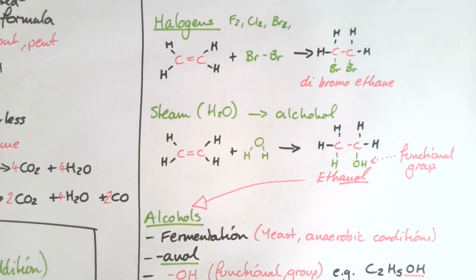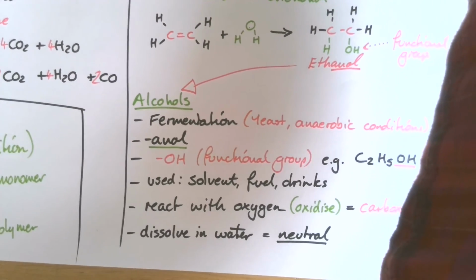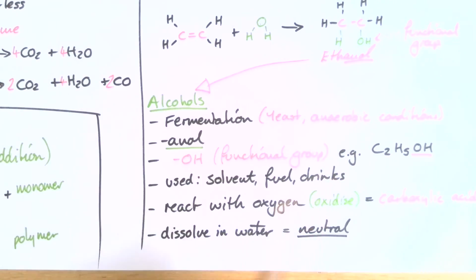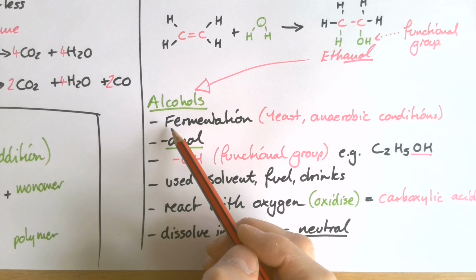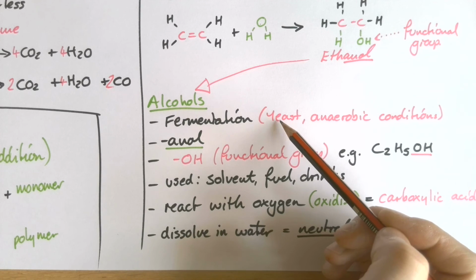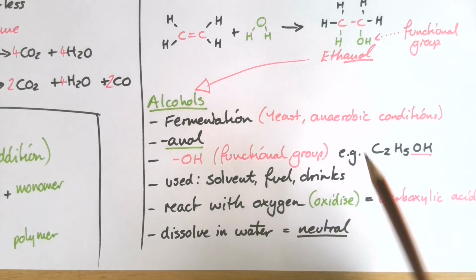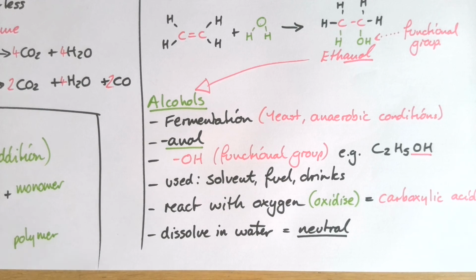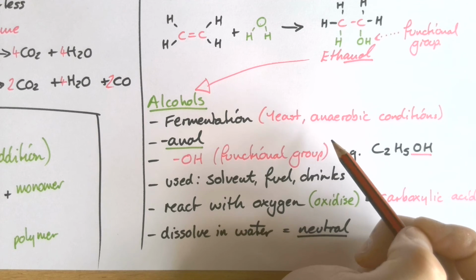Okay, so let's look a little bit more about the alcohols, because now we've touched upon that, there's a few extra details that we need to be aware of. So the alcohols can be produced via a more natural process called fermentation, which is where we take yeast and we put the yeast in with some sugar, for example, and put them in anaerobic conditions, which means we reduce the amount of oxygen they've got to respire. And as a result, then they will produce alcohol as a waste product.